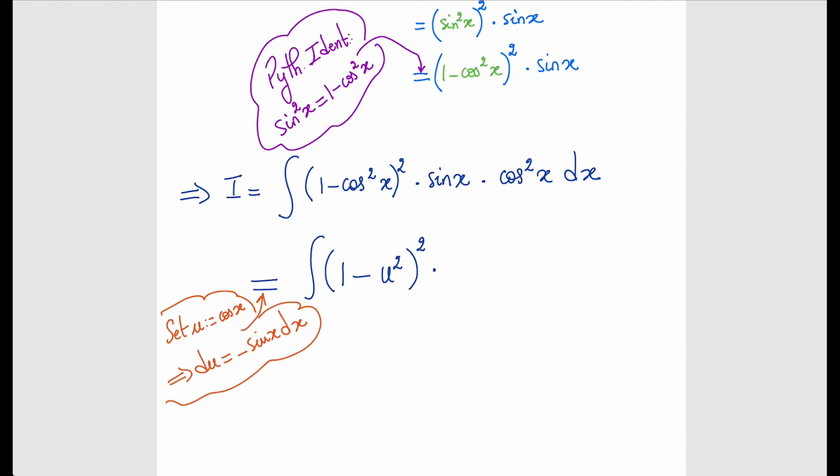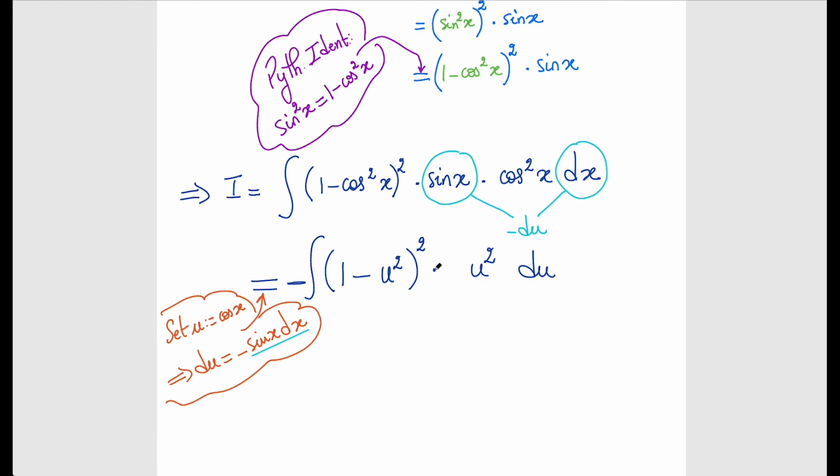So let me just circle this part. Sine x dx is negative du, right? So this is negative du, correct? Just look at it here. So sine x dx, this part is negative du. Let me pull the negative outside, du. And cosine squared, well, cosine is u, so this becomes u squared, correct?